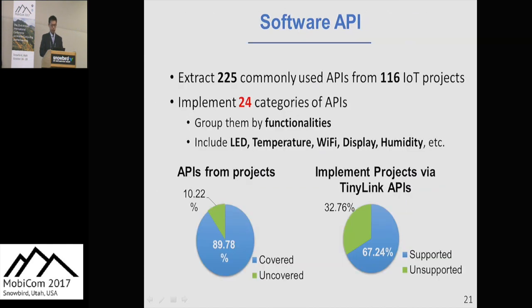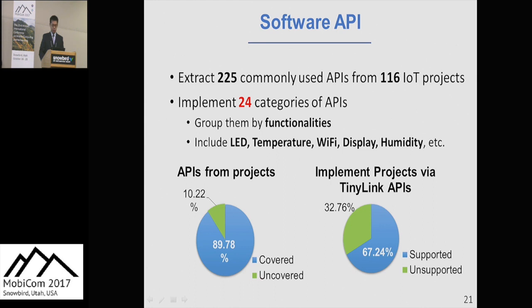And here are the software APIs. We extracted 225 commonly used APIs from 116 projects. Currently, we implement 24 categories of these APIs. We group these APIs by their functionalities, and the most used APIs include LED, temperature, Wi-Fi, display, and humidity.